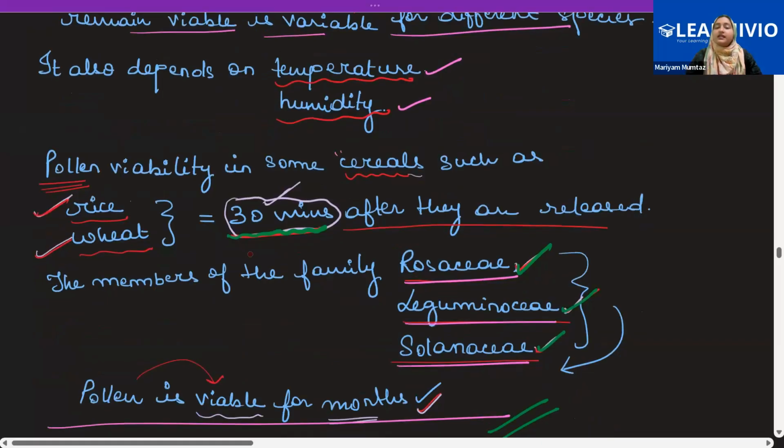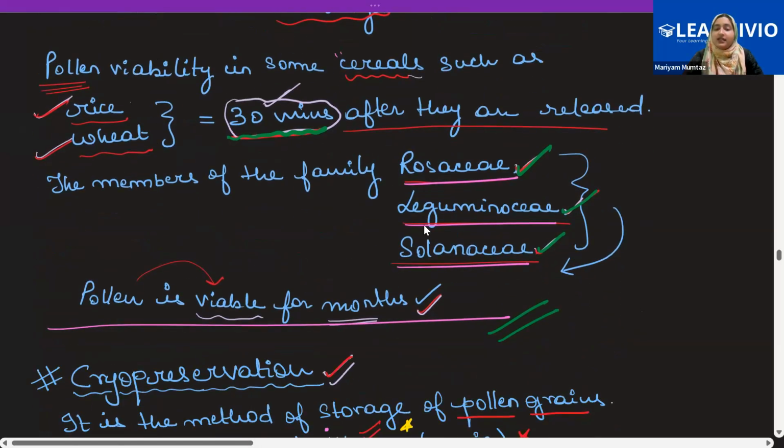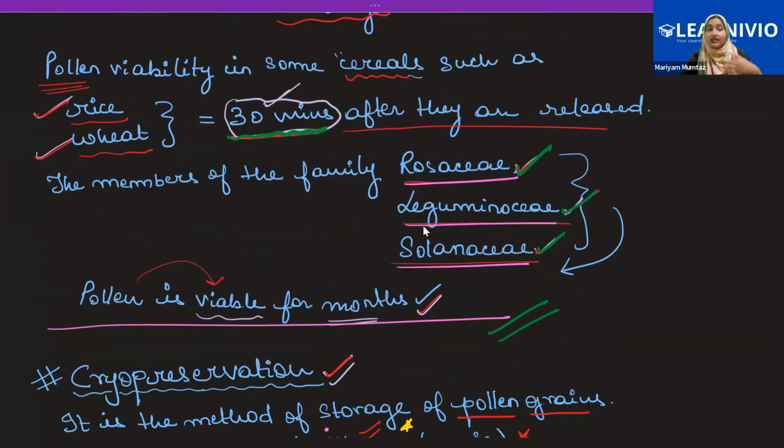For example, in cereal plants such as rice and wheat, they are only viable for 30 minutes and that's it. After 30 minutes, not viable. But in members of families such as Rosaceae, Leguminosae, and Solanaceae, they are viable for months. So once they are released, if they do not land on the stigma, they'll stay viable for months and months. But for rice and wheat, within half an hour, they are done. Clear?